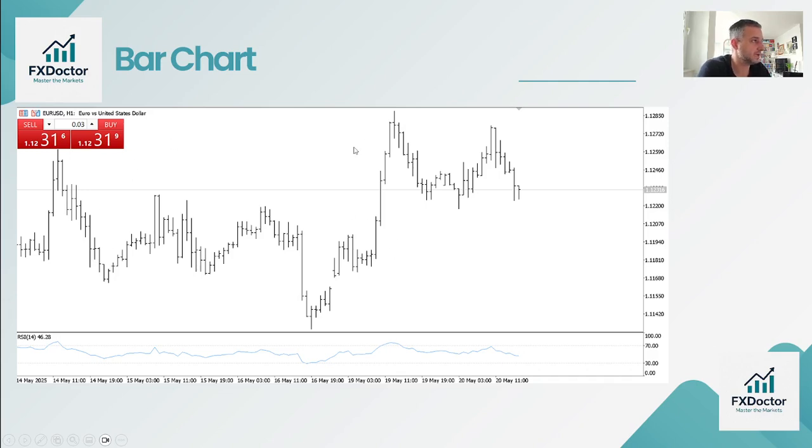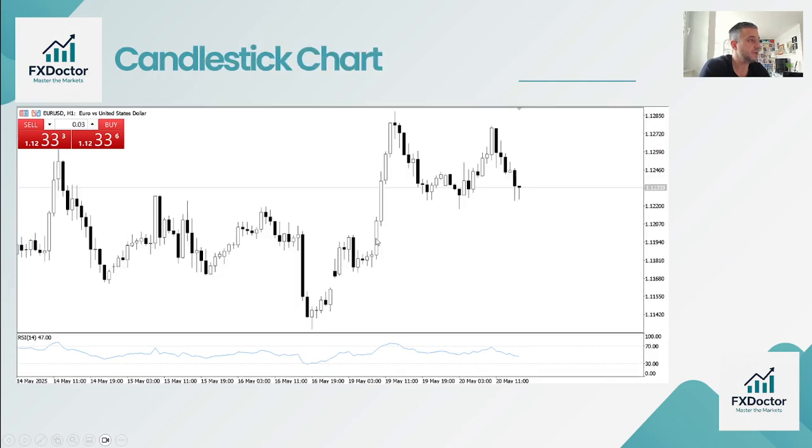Let's say this is 1 hour. Every bar represents 1 hour, and we have opening price and closing price. This hour, for example, is shown by one bar. Opening price is on the left side, closing price is on the right side. And in that time period, the price went here and here.